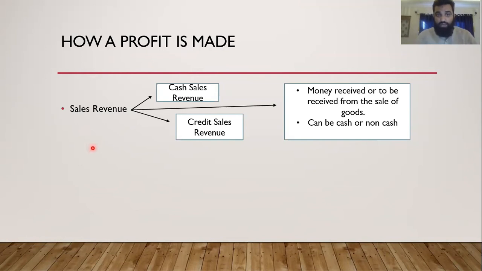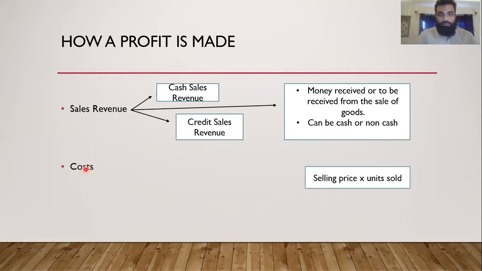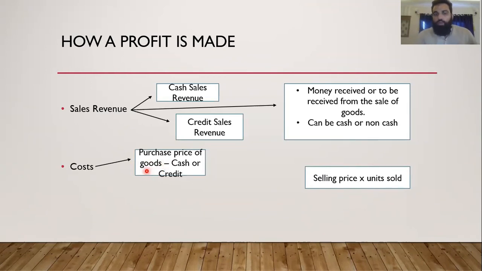The next thing that we need to understand is cost. Basically, first of all, we need to pay for the goods that we sell, the purchase price of the goods. We can pay by cash, or we can ask our suppliers for credit, which means that we will pay at a later date. Okay, what's the next type of cost? Our day-to-day expenses. We have to pay rent, electricity, wages, salaries, you can say.